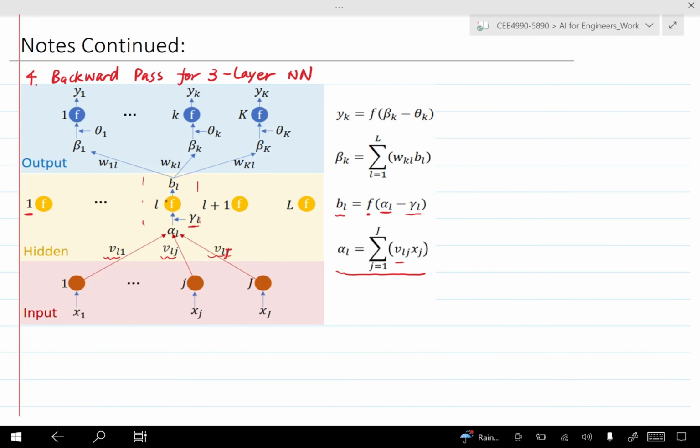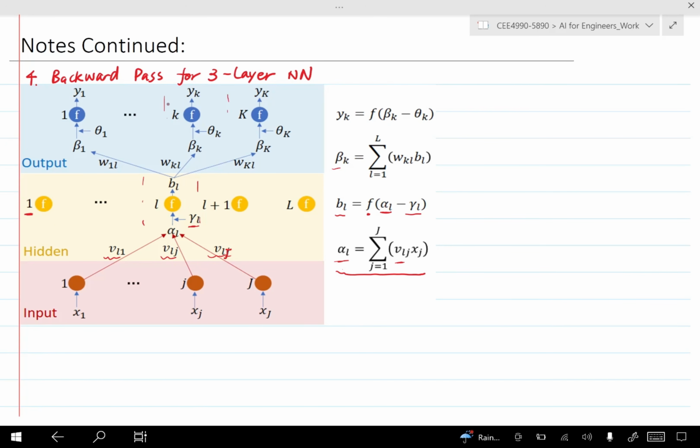Next, we go to the next layer. Now we get the output of the hidden layer. That's b. For example, for this neuron l, we get b_l. For the next layer, we will have the same process, very similar, but now we use different parameters. First, we need to get something very similar to alpha. That's the weighted sum. Here we call it beta, for example, the beta for this neuron k.